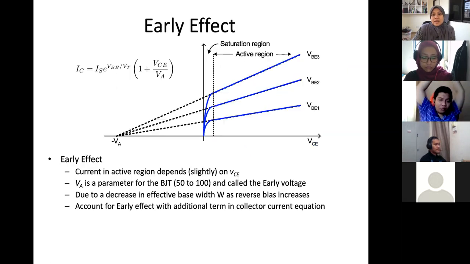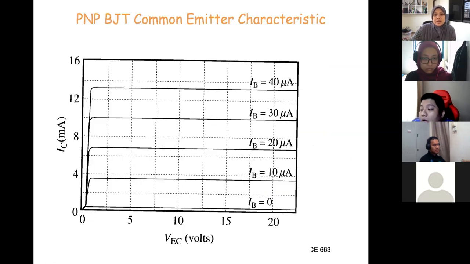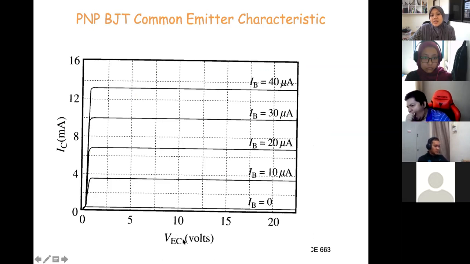What is early effect? If you plot this graph of IC versus VCE, this is the normal output of a BJT. Ideally, it should look like this, for an NPN. It should be straight. There's no change, even if you increase the VCE, the VBC.